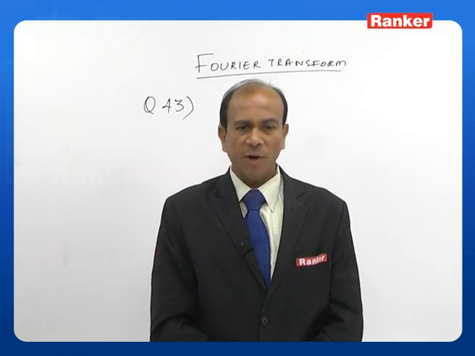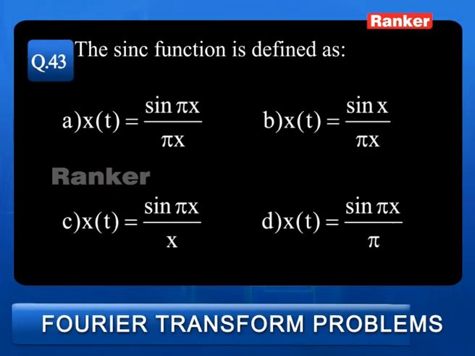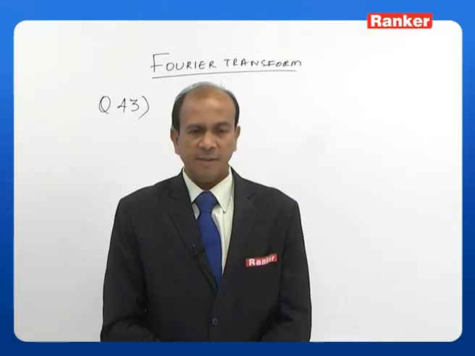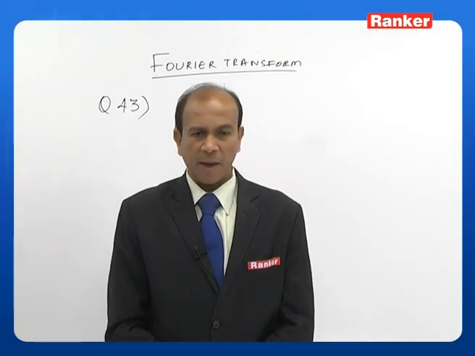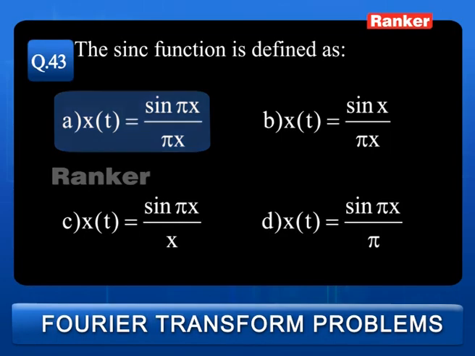The next question, that is the 43rd question. The sinc function is defined as: A, x of t is equal to sin pi x by pi x; B, x of t is equal to sin x by pi x; C, x of t is equal to sin pi x by x; and D, x of t is equal to sin pi x by pi. The answer is A, that is the sinc function is defined as sin pi x by pi x. Answer is A.